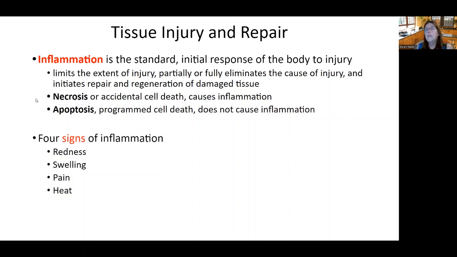There's another kind of cell death called apoptosis, where cells are kind of like their clock is up. They die on kind of a scheduled death. And this does not cause inflammation. Like your skin cells naturally die on a clock. So what does it look like when we have inflammation? You kind of know this intuitively. Redness, swelling, pain, and heat.